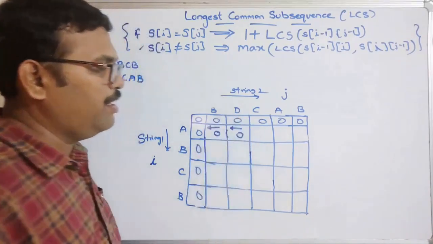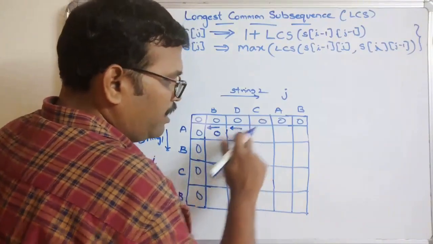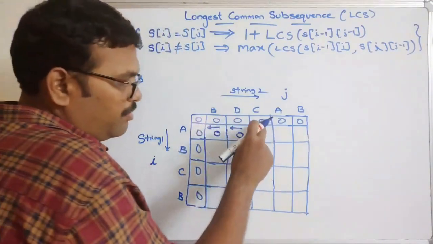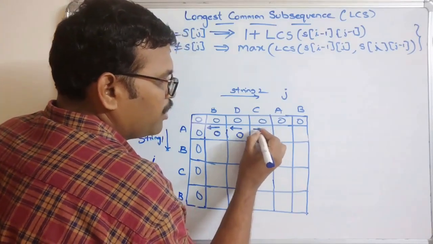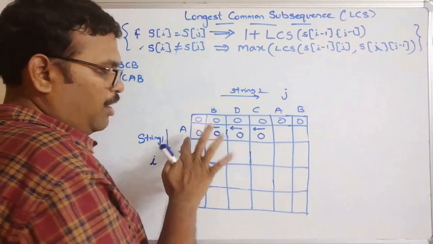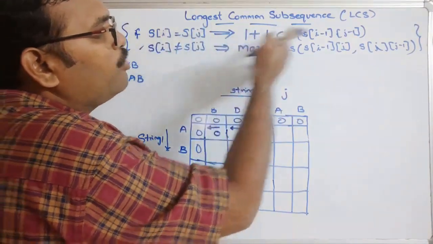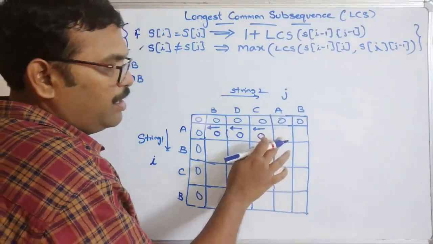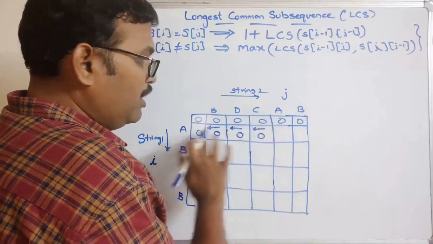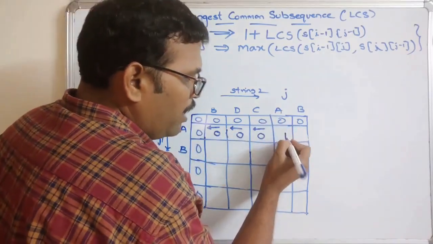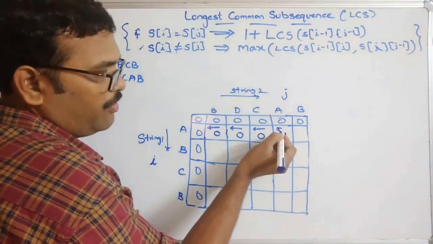So I will select from here, and A and C again both are not equal, so again compare and select either. Again I will take 0, and both are equal, from this cell. Now A and A both are equal. If both are equal, we have to add to S of i minus 1, j minus 1. So we add diagonally. Here 0 becomes 1, and the arrow mark should be in a diagonal position. Okay.